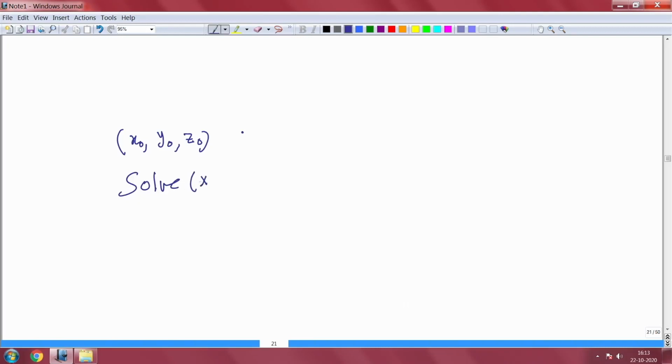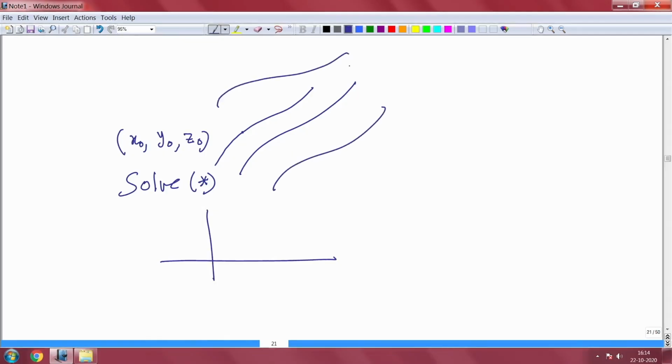Star. Solve star, that is an ODE system with the 3 components. And then you can uniquely solve. So, every point you will have a curve here. This is in R3, you have to understand that. So, you will have curves all along. These are called the characteristic curves. So, every point passing through, the whole region R3 can in principle be filled with these curves.